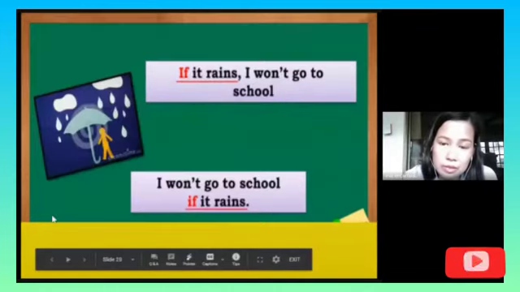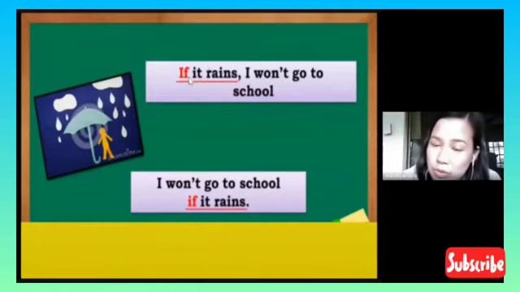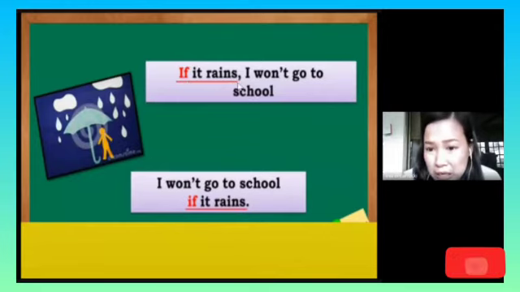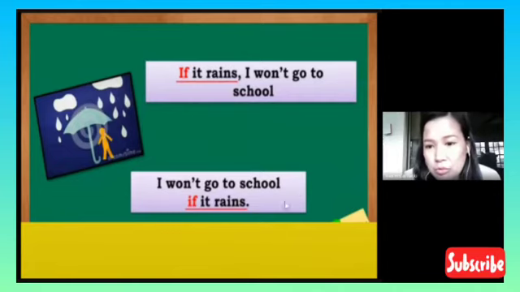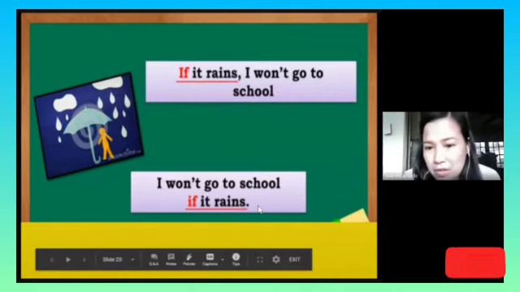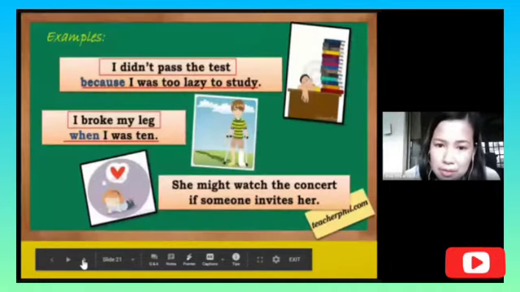Next. "If it rains," right? That is your dependent clause or subordinate clause. "If it rains," it came first, so you need to put a comma. "If it rains, I won't go to school." But if you don't put it first and place it at the end, it looks like this: "I won't go to school if it rains." No need to put a comma. Clear? Okay, next.